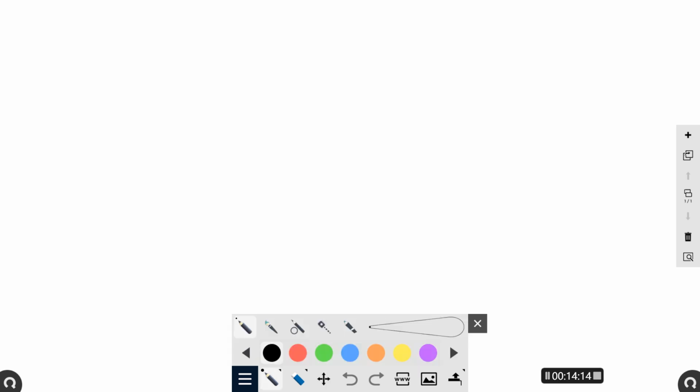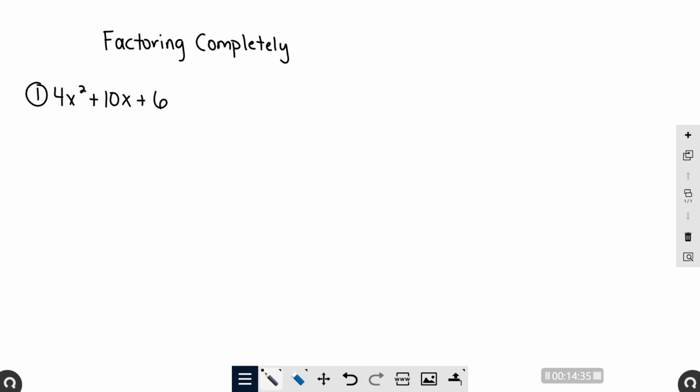Okay, due to the internet being down, I can't get to my original notes, so I'm going to make these up on the fly, so hopefully they will work out. So today we're just going to do a few examples on factoring completely. So here is our first example. 4x squared plus 10x plus 6.